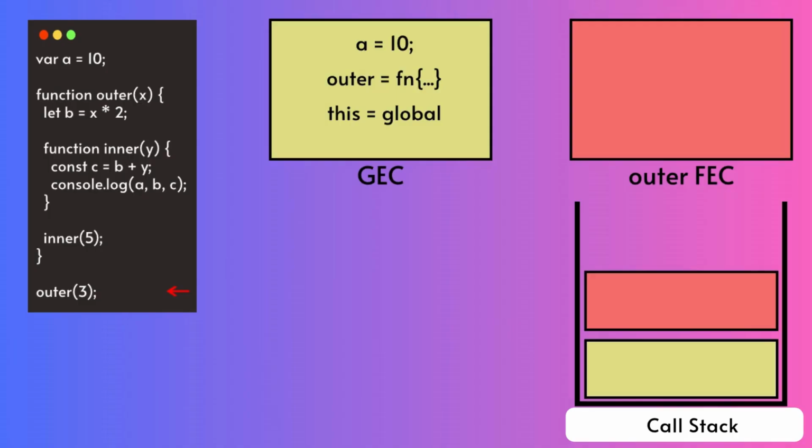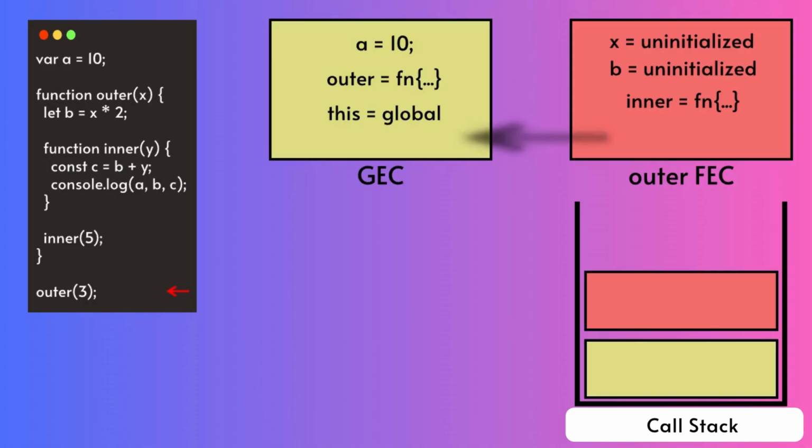Again, same creation phase will be repeated. X exists as a parameter slot, but no value yet, until execution assigns. B exists in lexical record, but is uninitialized. Inner function object is fully available. Now the outer reference in this function execution context will point to the global execution context. The execution begins. X becomes 3. Then, B will be evaluated and become 6. Next line will call inner function.